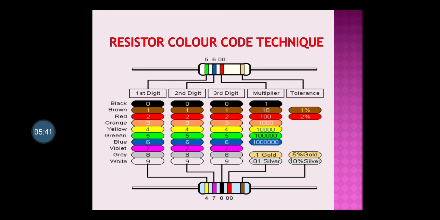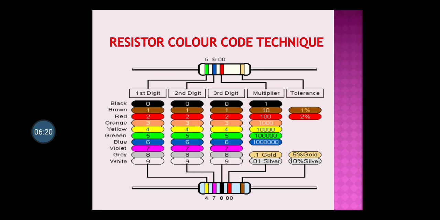If the last color band is gold, then the tolerance is 5%. If it is silver, the tolerance is 10%, and if there is no color, then the tolerance is 20%. If there is red color, the tolerance is 2%, and if there is brown color, the tolerance is 1%. This means the value you calculate can vary by 2% plus or 2% minus. Tolerance is always plus and minus.